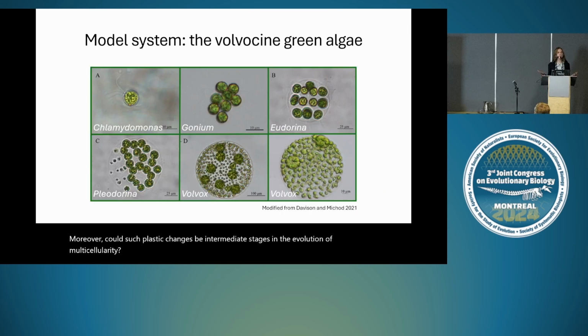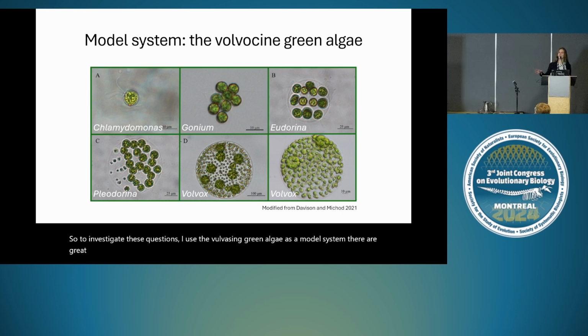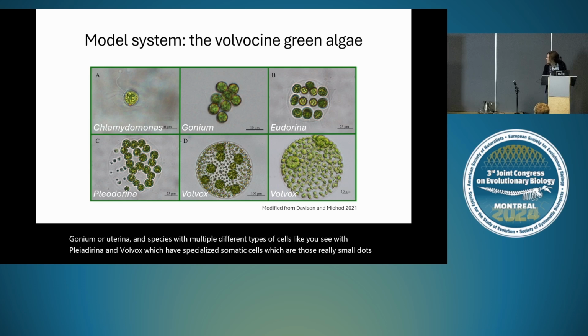So to investigate these questions, I use the Volvocine green algae as a model system. They're a great model system for studying the evolution of multicellularity because this clade contains unicellular species like Chlamydomonas, undifferentiated multicellular species like Gonium or Eudorina, and species with multiple different types of cells, like you see with Pleodorina and Volvox, which have specialized somatic cells, which are those really small dots that you see in those organisms.